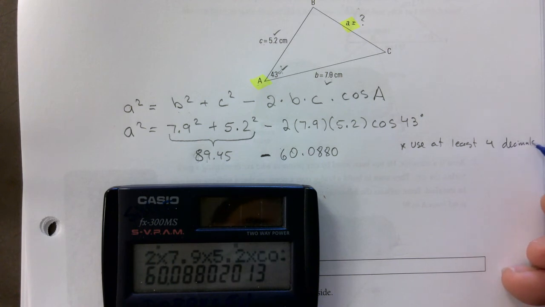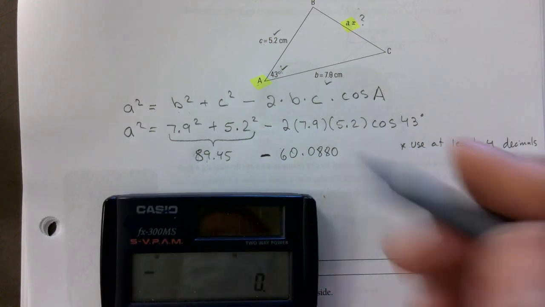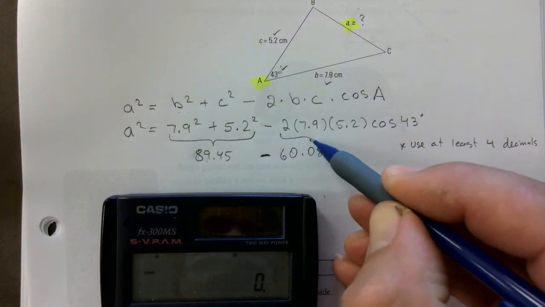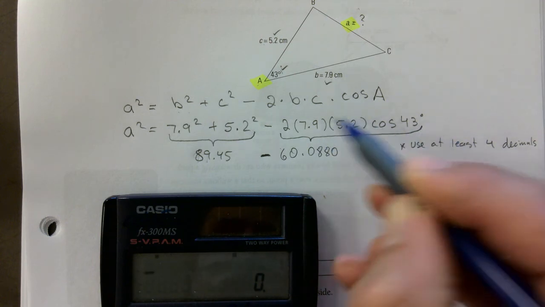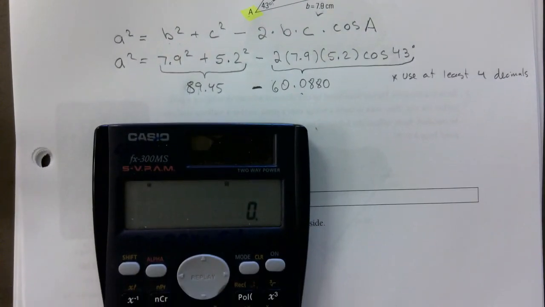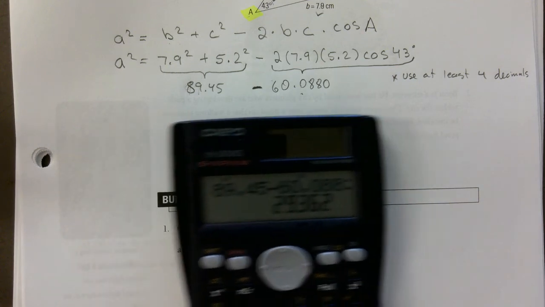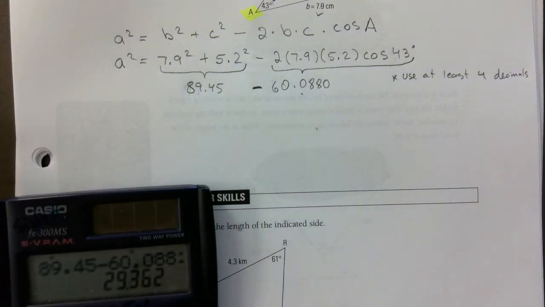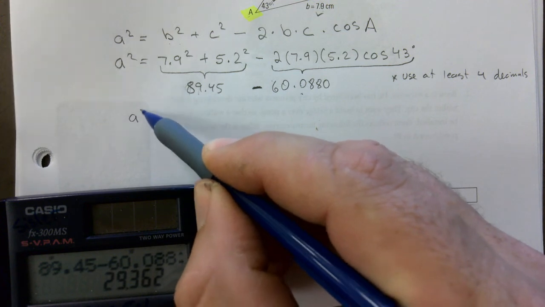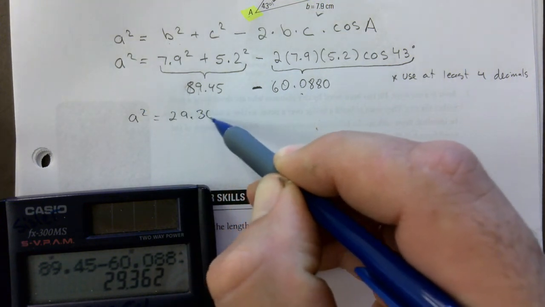I will show you that you can do this in one shot. You can actually do this all in one shot. You don't have to break it down. But this piece here, this whole thing reduces to just that. And then you go 89.45 minus 60.0880, and you end up with a squared is equal to 29.362.